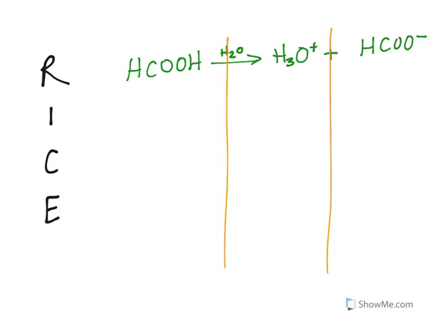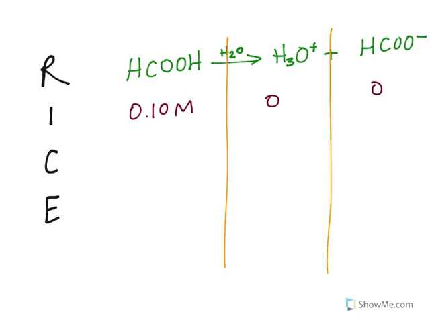The initial concentration of formic acid is 0.10 molar. So we know that. And the initial concentration of hydronium and formate are going to be 0, because we don't have any hydronium or formate ions until formic acid starts dissociating. So initially we just have 0.10 molar formic acid. And now we have to figure out the change.